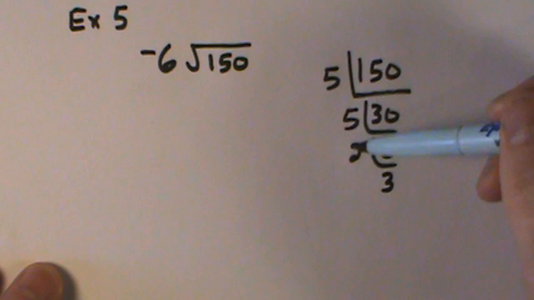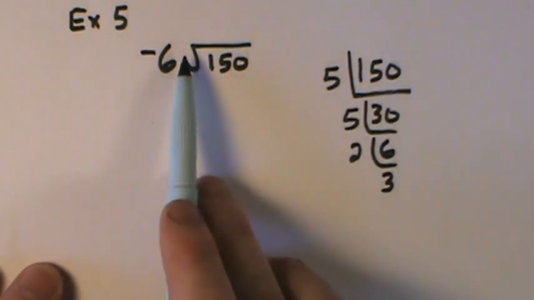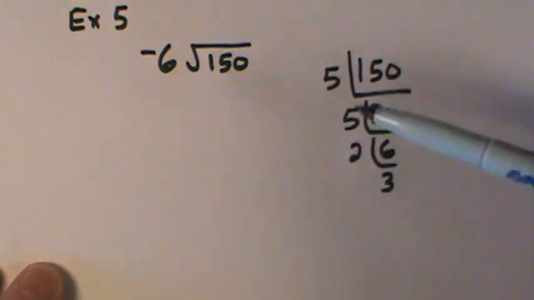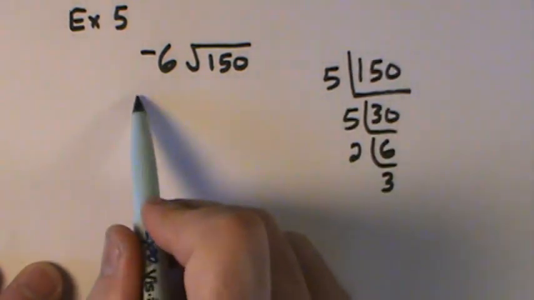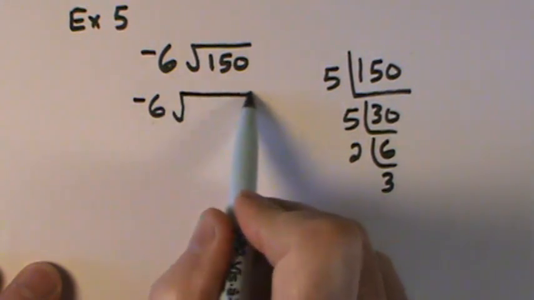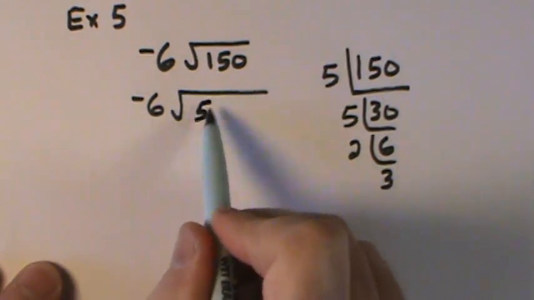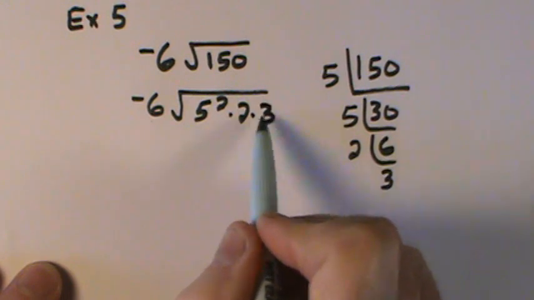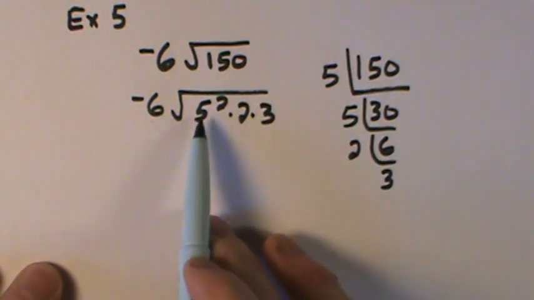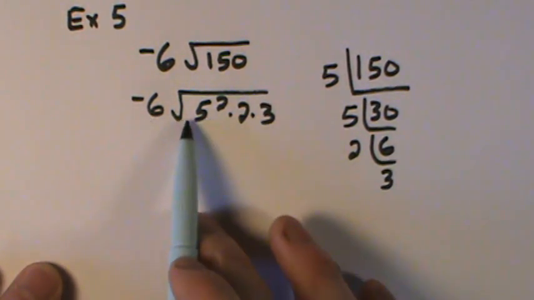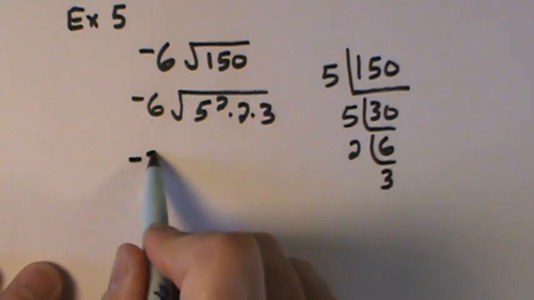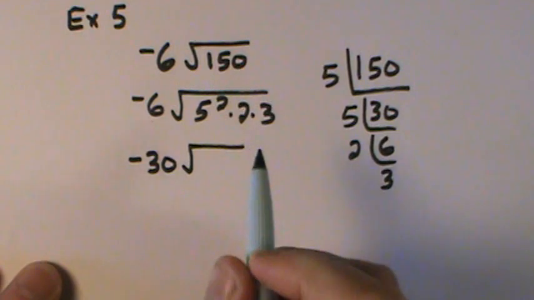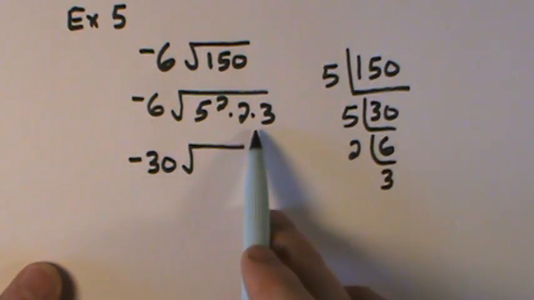So when we look at that, we're trying to get a pair. We have that implied index of 2. So when I see these prime factorized numbers, I can call this -6 square root of a 5 squared, 2, and 3. This will allow the 5 to get out. So as the 5 comes out, I can take -6 times 5, which would be -30. And then with the radical, these two numbers are left in here.